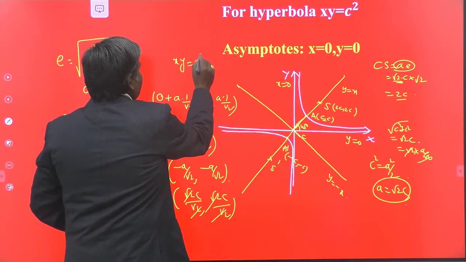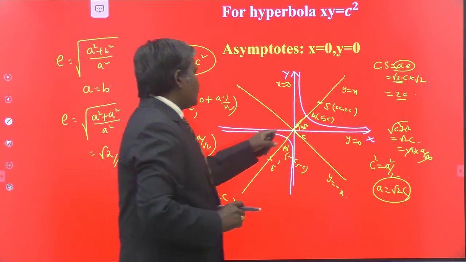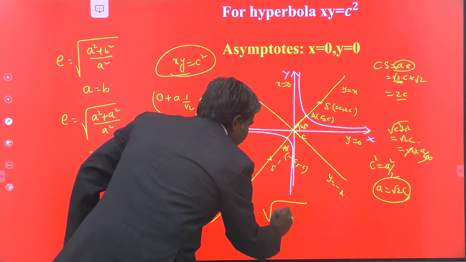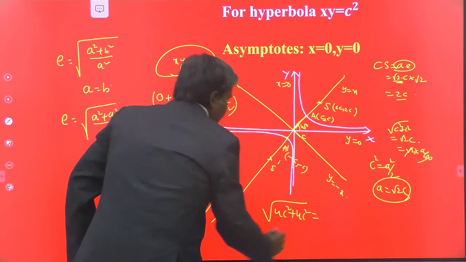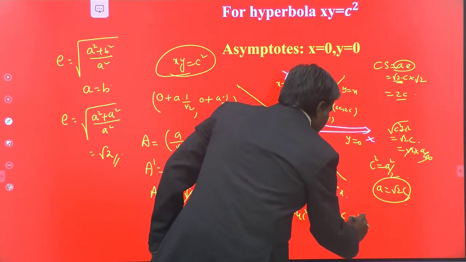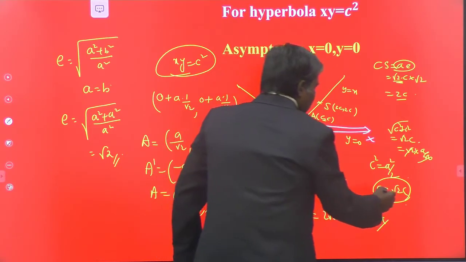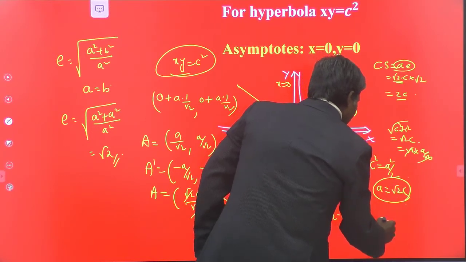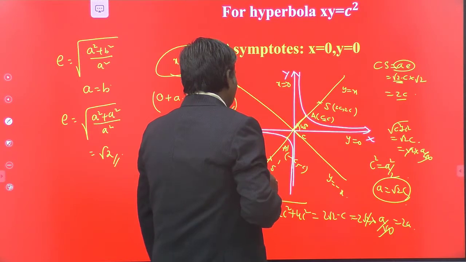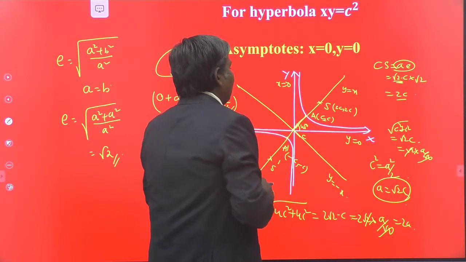For xy equal to c square, your standard equation is what? Xy is equal to c square. Now similarly, CS, the distance from C to S, is what? Root of 4c square plus 4c square. We mean 2 root 2 times C, that is equal to 2 root 2 into C. C is nothing but A by root 2. That is, you have 2A here. So the coordinates of S are not 2C comma 2C.